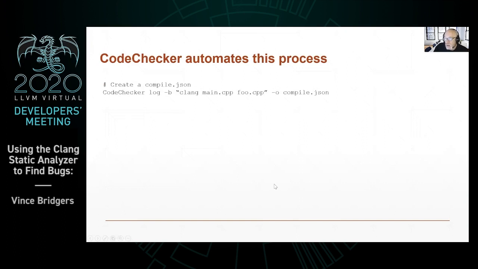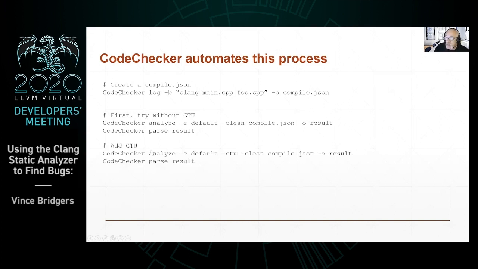So CodeChecker automates this process. So it does this for you. So we went through the steps of creating a compile command JSON. So we first tried without CTU. We could see that it did not see the result. And then we added CTU and we could see that it could then detect the divide by 0 issue in the code. And we tried with scan-build. We could see that scan-build was not able to detect this issue.